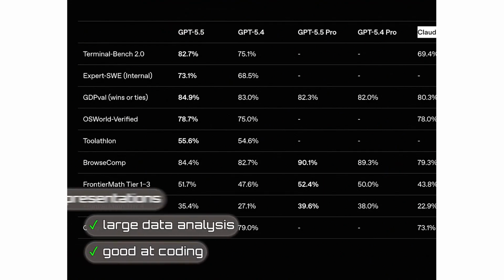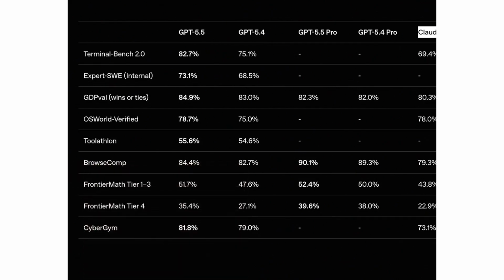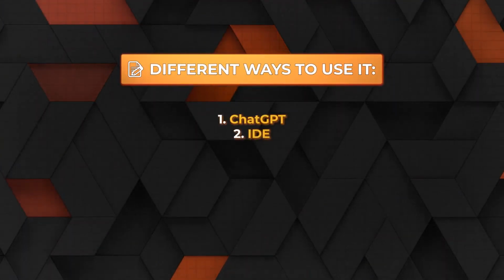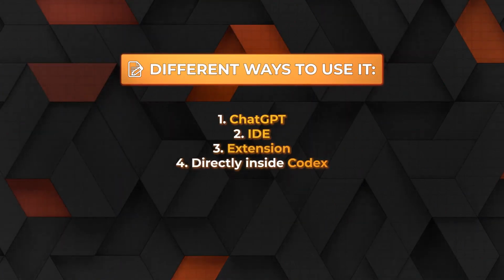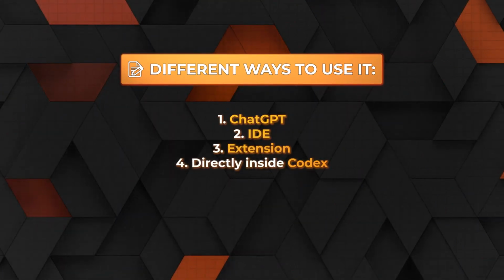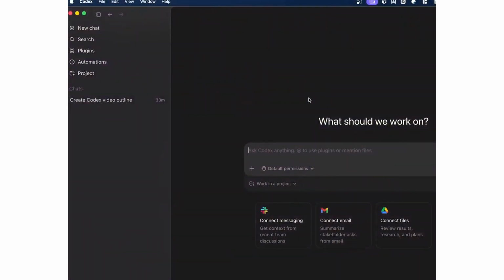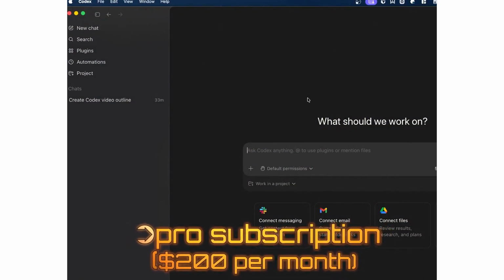You can use this model in plenty of different ways. You can use it with ChatGPT, in an IDE or in an extension. You can use it right inside Codex, which is their desktop app, and I definitely recommend grabbing it. And then, of course, you can use it from the API. It costs more than the old one, I think twice as much, but it's still cheaper, especially if you're on a pro subscription costing $200 monthly, in terms of usage. Compared to the top Anthropic models, you can get pretty good mileage with this compared to something like a Claude Code subscription.